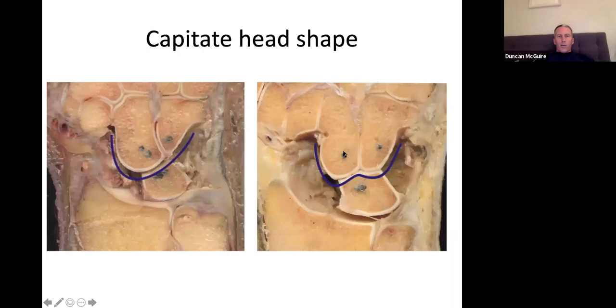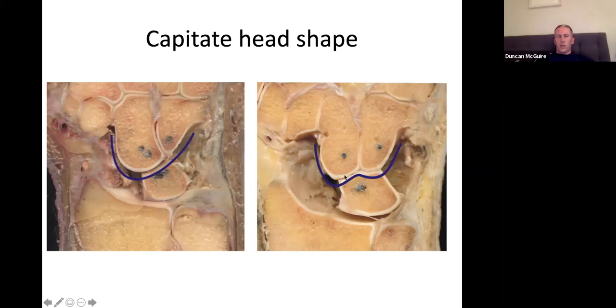So as I said before, you do get a type 1 and a type 2 lunate. On the left is a type 1 lunate here. You can see it's just articulating with a capitate head. On the right, this lunate has got two articular facets, one with the capitate and one with the hamate. So in certain cases with a type 2 lunate, this capitate head can actually be quite pointed. In the type 1 lunate, the capitate head is quite round. So this is another thing you may want to consider when deciding between the two.